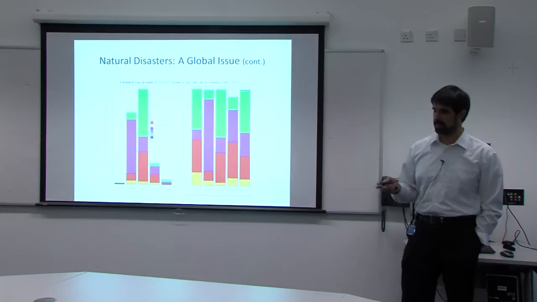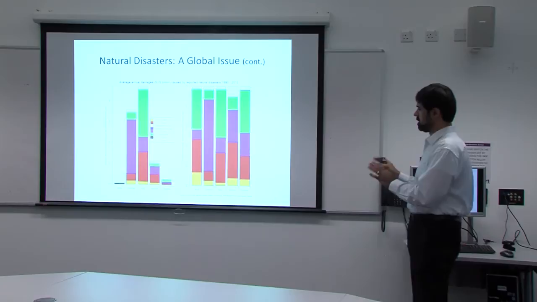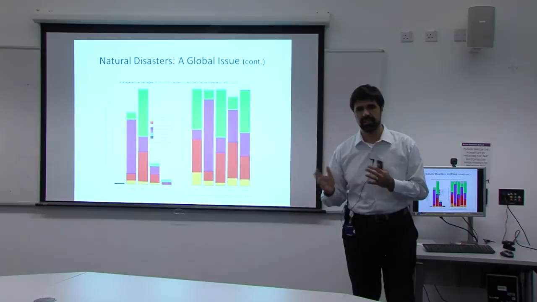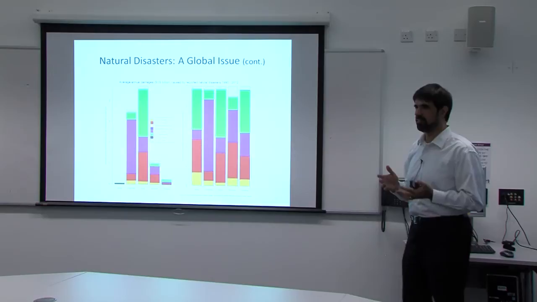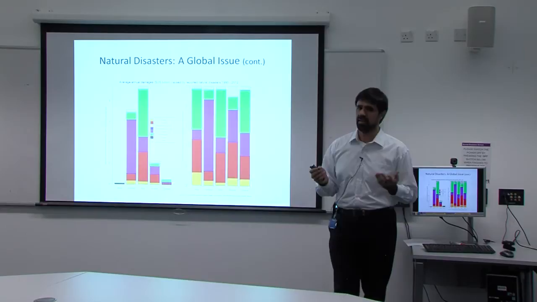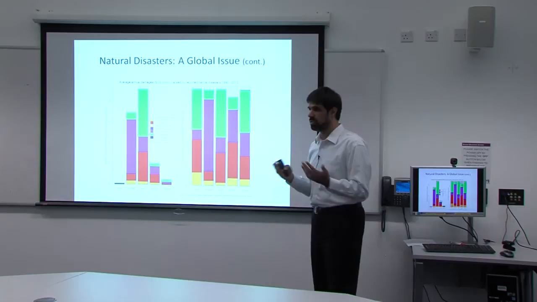So we have a different portfolio of disasters in different areas and different regions, which require different types of preparation. Not all disasters are the same. In some disasters, we have some time for preparation. For instance, for flood, we can have some time for preparation, whereas in earthquake, it's happening all of a sudden, so there is no time for preparation.